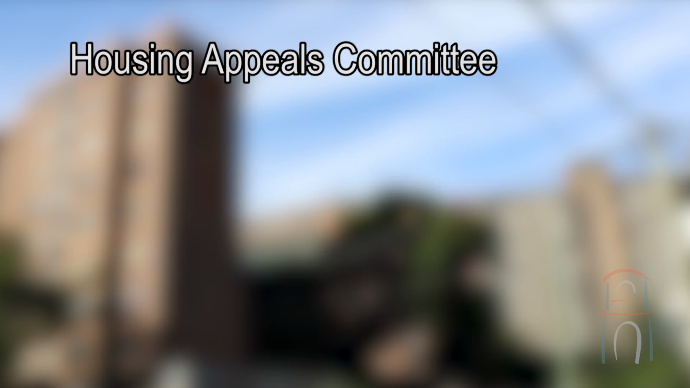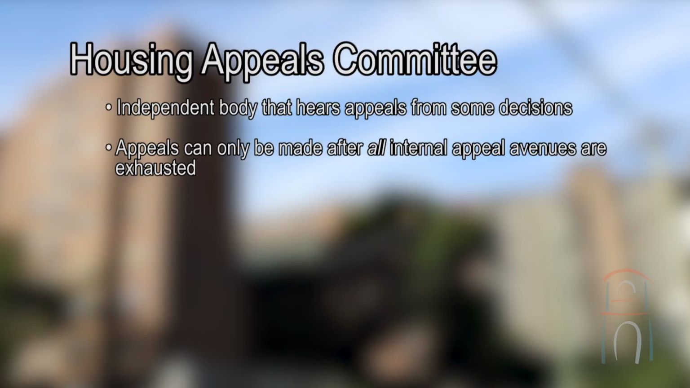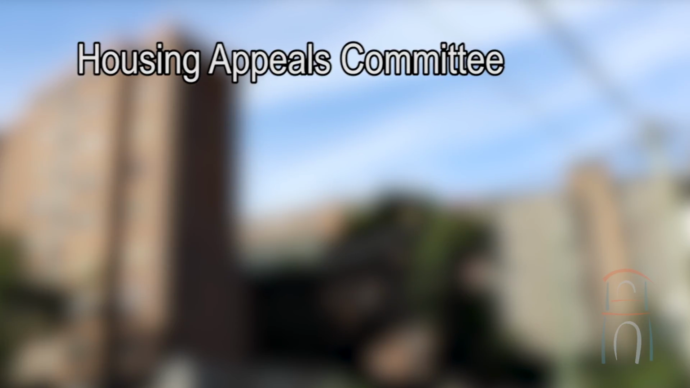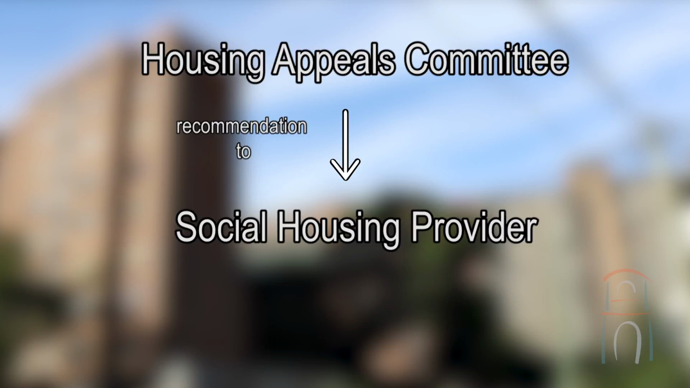An appeal to the Housing Appeals Committee will usually be the final level of appeal. The Housing Appeals Committee is an independent body that hears appeals from some decisions made by social housing providers. An appeal to the Housing Appeals Committee can only be made after all the provider's internal appeal avenues have been exhausted. After hearing an appeal, the Housing Appeals Committee will make a recommendation to the social housing provider about whether or not they should change the original decision.